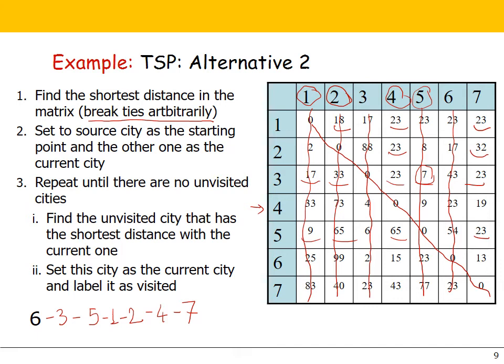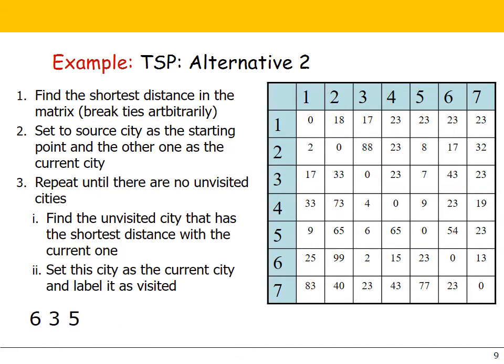Okay, so if you want to calculate the objective function, again you will do the same thing. Going from 6 to 3 has a distance of 2, then 3 to 5 has a distance of 7, and etc. So you will do this calculation, and when you find it, the objective function value will be 101.